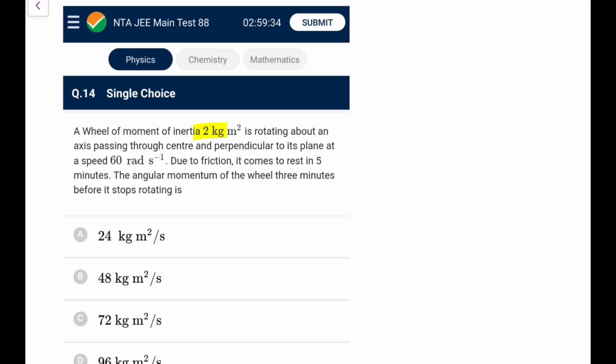A wheel of moment of inertia 2 kg meter square rotating about an axis through center perpendicular to plane with the speed 60 radian per second. Due to friction, it comes to rest in 5 minutes. The angular momentum of the wheel 3 minutes before it stops rotating. So first of all, find out alpha. Alpha would be, the change would be 60 minus 0 coming in 5 into 60 seconds. So that is 1 by 5 radian per second square.